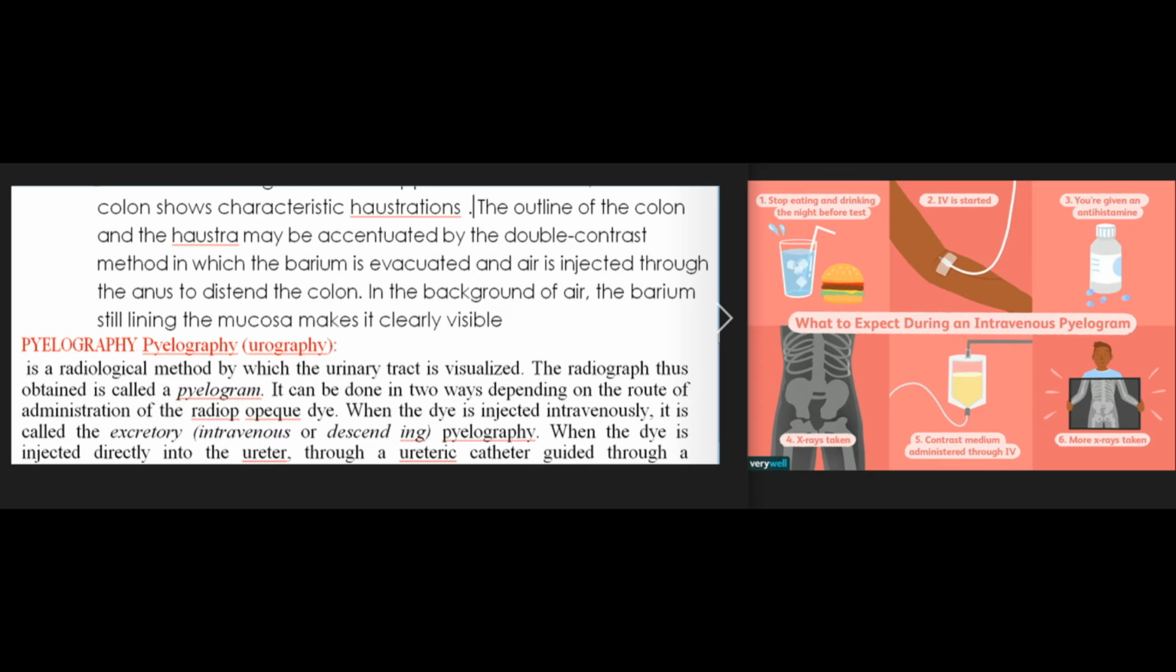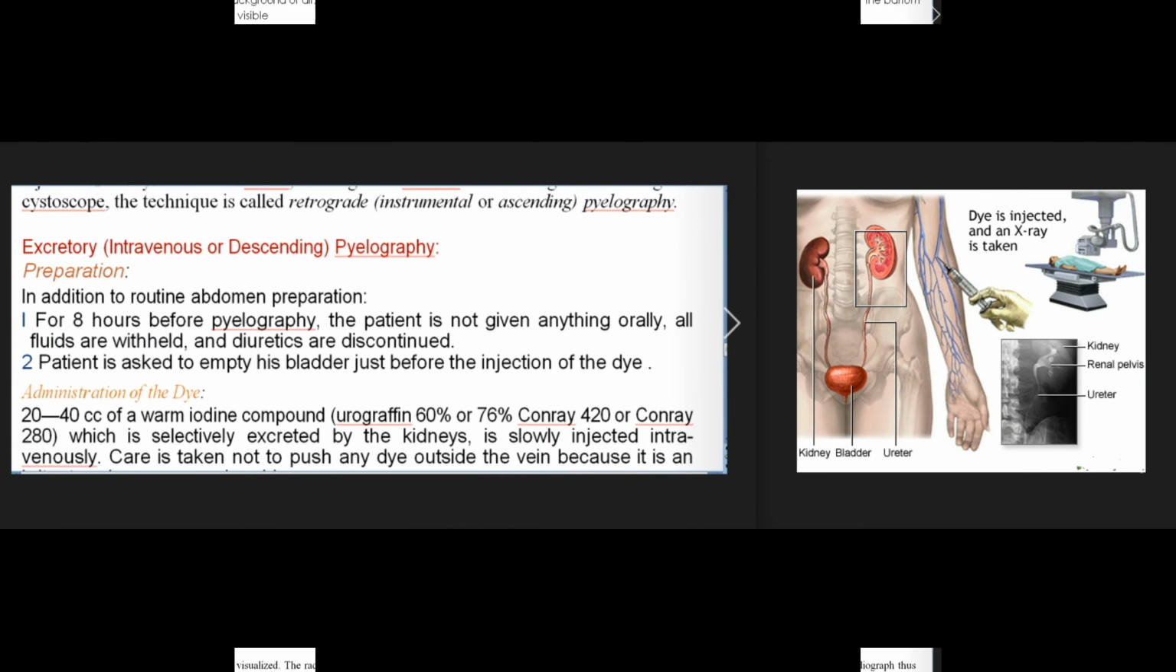Pyelography. Pyelography, urography, is a radiological method by which the urinary tract is visualized. The radiograph thus obtained is called a pyelogram. It can be done in 2 ways depending on the route of administration of the radiopaque dye. When the dye is injected intravenously, it is called the excretory, intravenous or descending, pyelography. When the dye is injected directly into the ureter, through a ureteric catheter guided through a cystoscope, the technique is called retrograde, instrumental or ascending, pyelography.